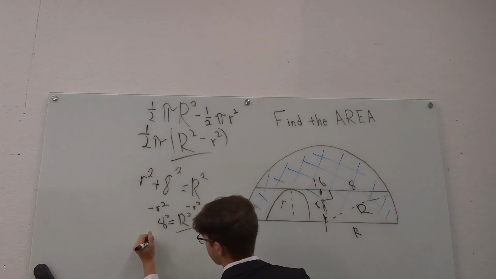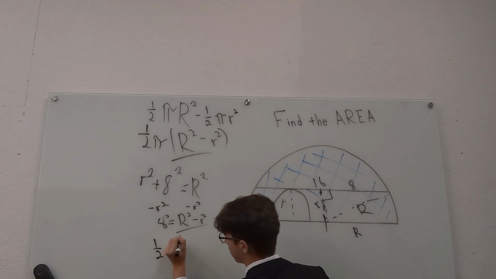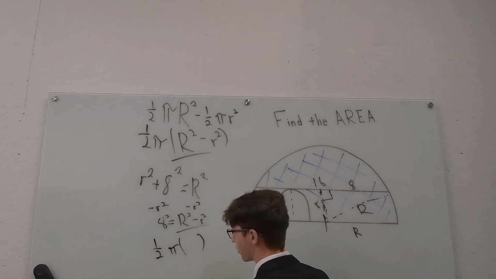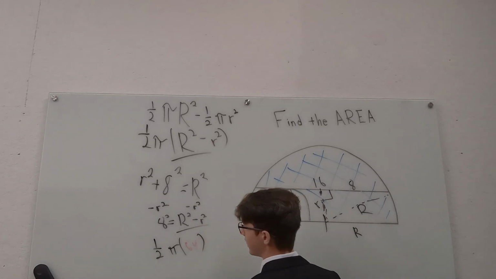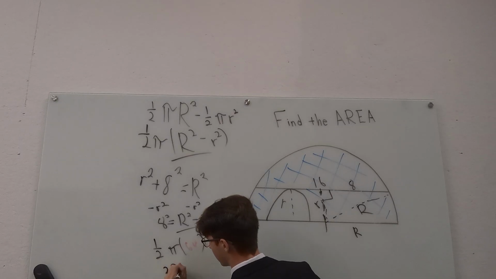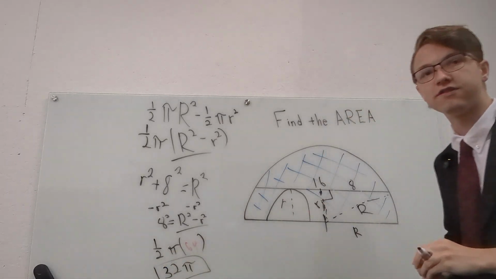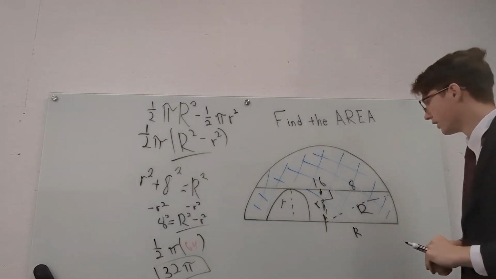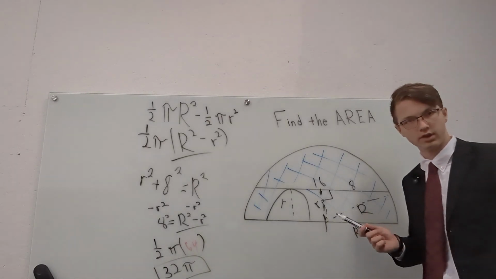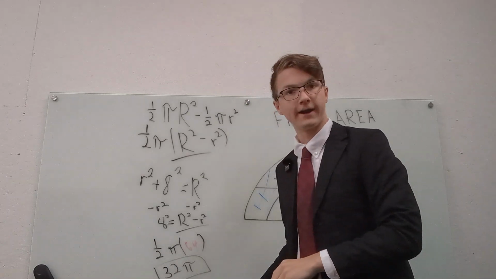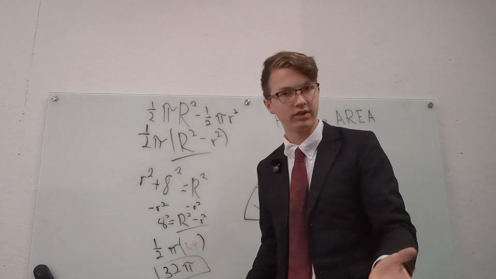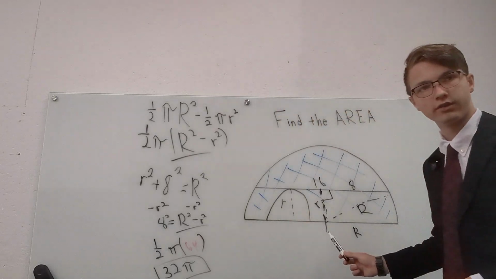So half pi times 8 squared. What is 8 squared? That's just 64. Okay, let's apply that inside. That's going to be 32 pi. And that will be our final answer. There's no units given, so you don't have to put units in, but if you wanted to be specific, you could put 32 pi units squared, since we know it's a two-dimensional figure.